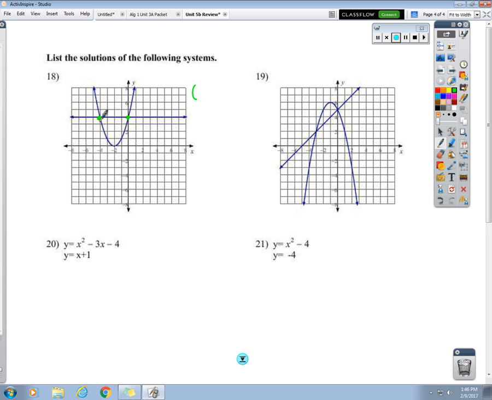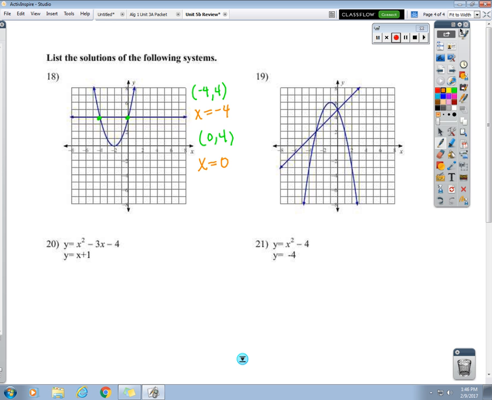The coordinates of this point are what? No, this point first. Negative 4, 4. And then what are the coordinates of this point? 0, 4. Now, some of these questions, whenever the choices are given, they only list the x value. So what would the answer be if they only listed the x value for this point? x equals 0.